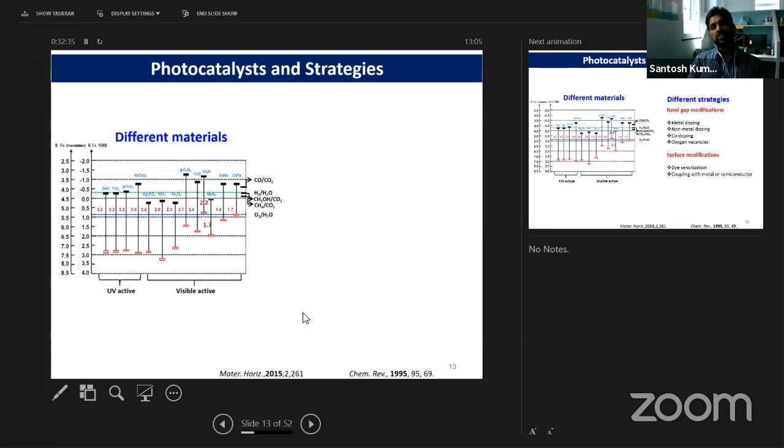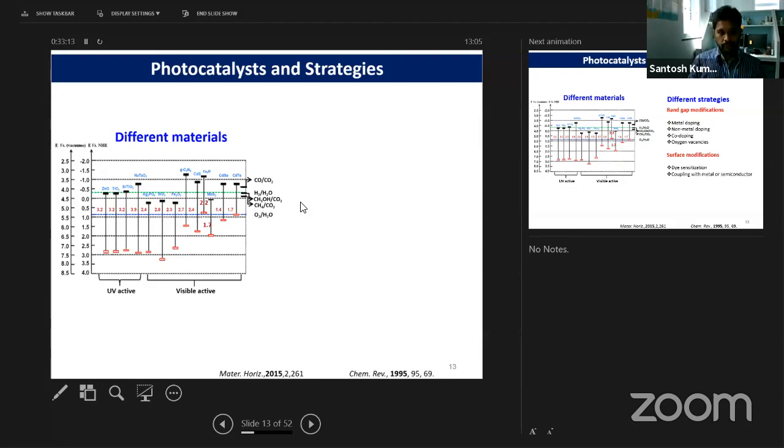But there are challenges as well at the same time. And this chart is very important, particularly for students who are interested in doing research in the area of photocatalysis for various applications. So here, not only the material is important, but the position of the conduction band and valence band is also important for the chosen application. Let us say you want to work on water splitting. You want to produce hydrogen from water.